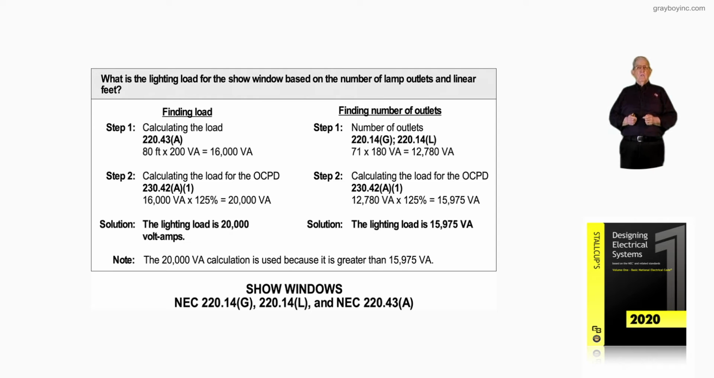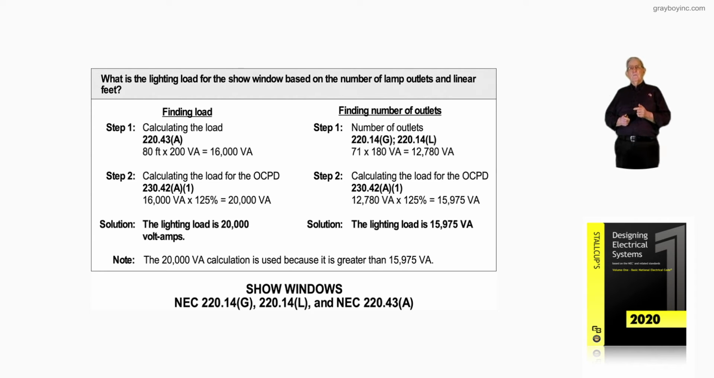See? So it's 125% for the service, 230.42(A)(1), or for a feeder. So 125% of 16,000, we come up with 20,000. So the lighting load is 20,000 VA. It would be basically our calculation.